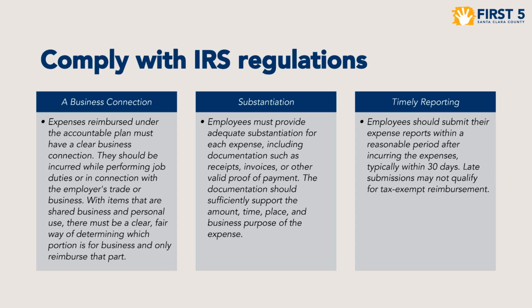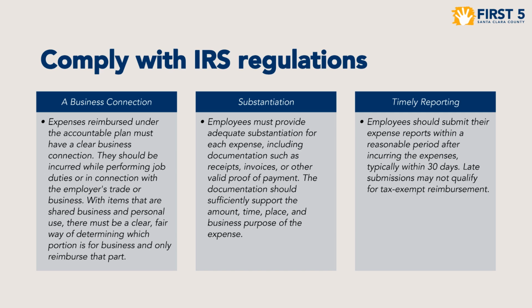With items that are shared business and personal use, there must be a clear, fair way of determining which portion is for business and only reimburse that part. Substantiation. Employees must provide adequate substantiation for each expense, including documentation such as receipts, invoices, or other valid proof of payment. The documentation should sufficiently support the amount, time, place, and business purpose of the expense.